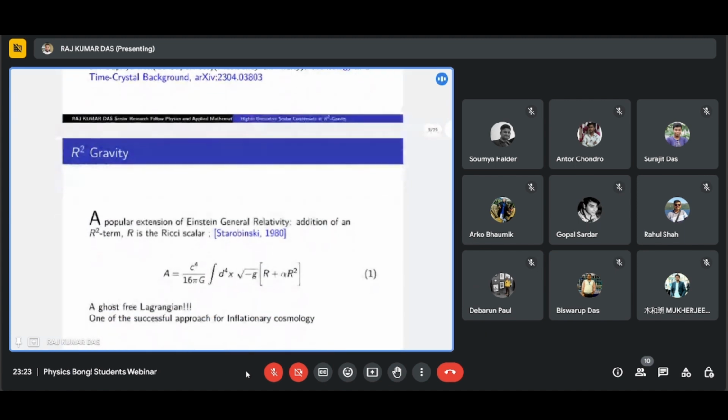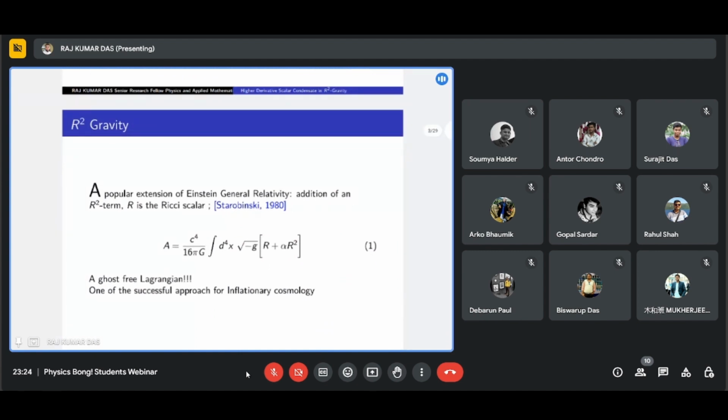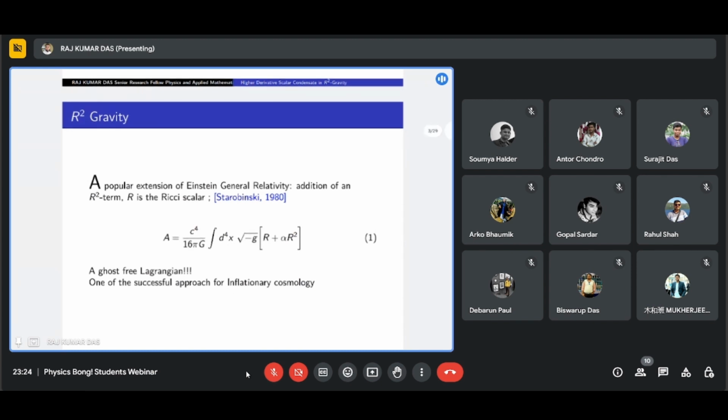First, R square gravity. It is a popular extension of general relativity, adding an R squared term to the R in the Lagrangian. Why is it familiar? You have to read the paper written in blue and highlighted, Starobinsky 1980. You have all heard about inflationary dynamics, or inflation, which solves three basic problems in early universe cosmology. In that context, Starobinsky used this extra R squared term, which adds an extra degree of freedom and is really helpful in building the inflationary potential and the slow roll paradigm.